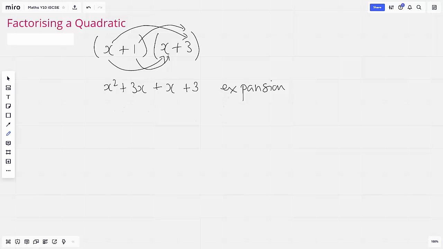The next thing to do was to try and simplify this by gathering like terms. So we can see here the 3x and the 1x are like terms, so we're going to get x squared, 3x plus 1x is going to give us 4x, and then we get the remaining 3. This is called simplification.